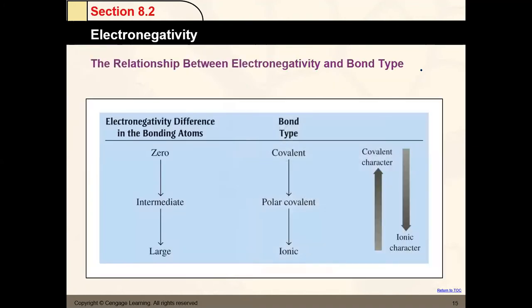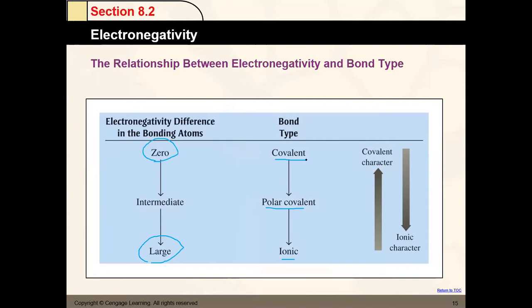This is more or less the relative electronegativity differences to form different types of bonds. If the electronegativity difference is very large, then you are looking at an ionic bond. If it's intermediate, then you have a polar covalent bond, and if you have zero or close to zero, you will have a covalent bond.